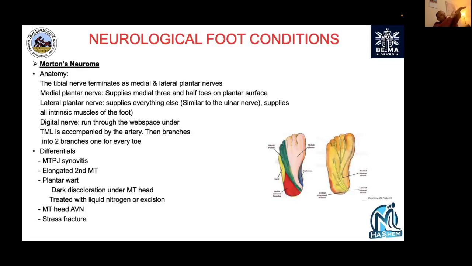Again, the tibial nerve coming from the back has 3 branches: calcaneal branch, medial plantar branch, which is the biggest one, and lateral plantar. Medial plantar goes up to the web space and starts to divide into 2 digital branches going to either side of the toes. The problem is the digital nerve goes underneath the transverse metatarsal ligament. So it is between the transverse metatarsal ligament and the plantar surface.